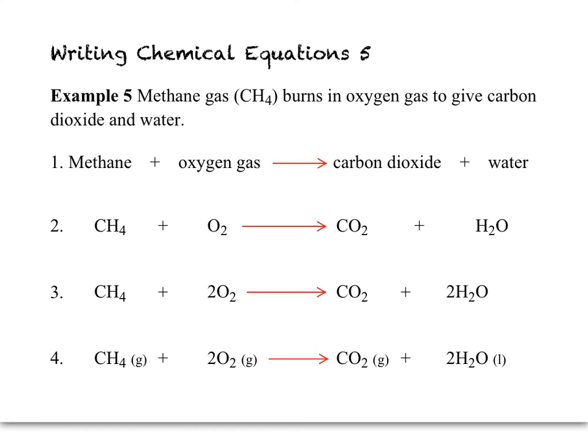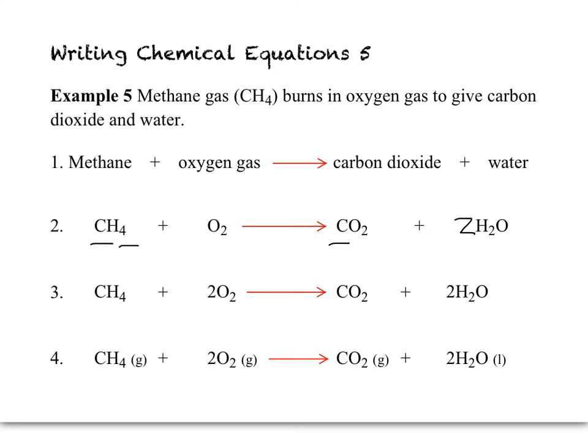3. Balancing the equation. We have 1 carbon on the left hand side and 1 carbon on the right hand side. We have 4 hydrogens on the left hand side, but only 2 on the right hand side. We need to add another water molecule. This now gives us the 4 hydrogen atoms, but also adds some more oxygen atoms.